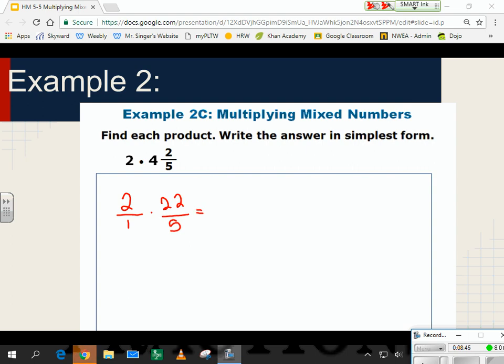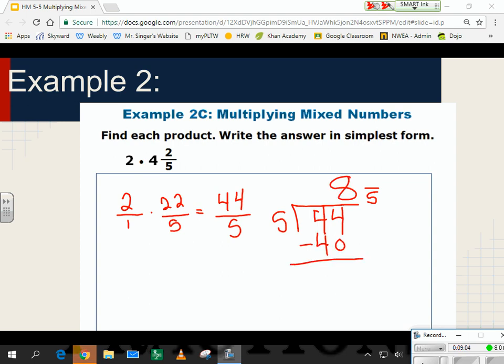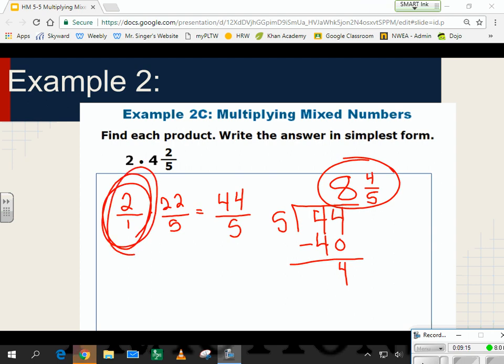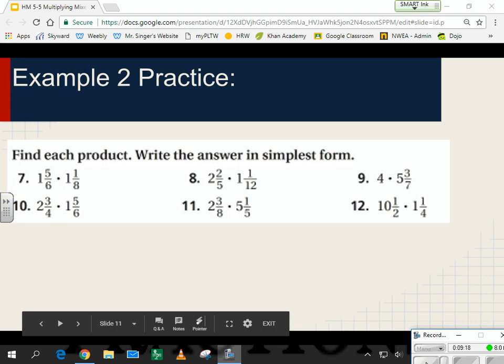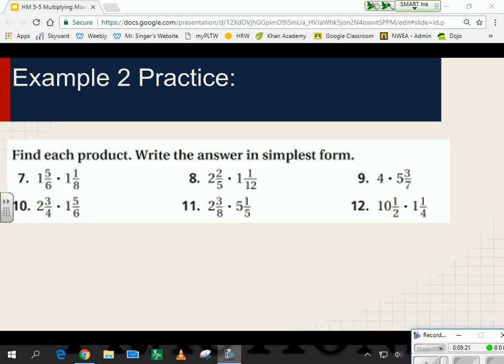So now we just have to go across. 2 times 22 is 44. 1 times 5 is 5. And to simplify, we got to see how many times 5 will go into 44. We know that our answer, if written as a remainder, will have a 5 as a denominator. So 5 goes into 44 8 times. 5 times 8 is 40. And when we subtract, we're left over with 4, which becomes our numerator. So 8 and 4/5. The biggest thing to remember is what to do when you have a whole number. You just put a 1 under it.